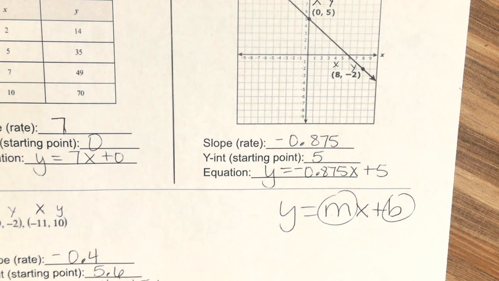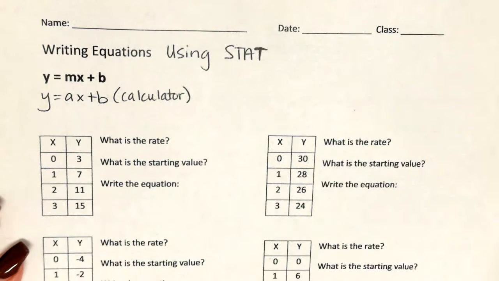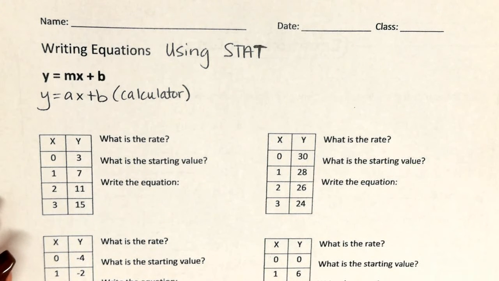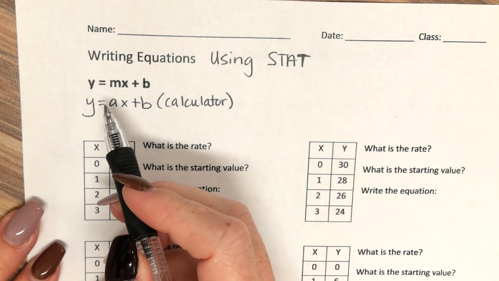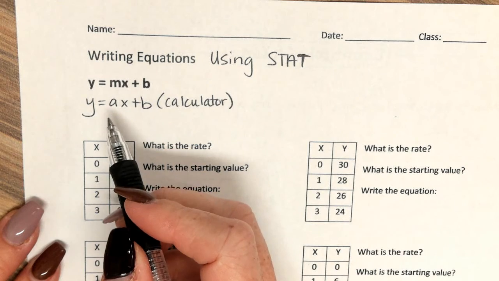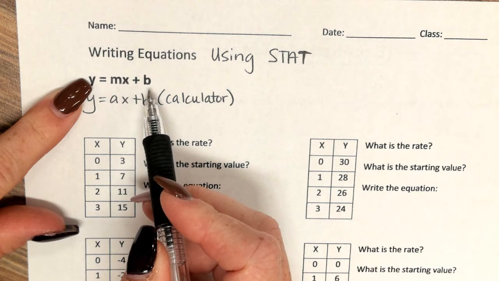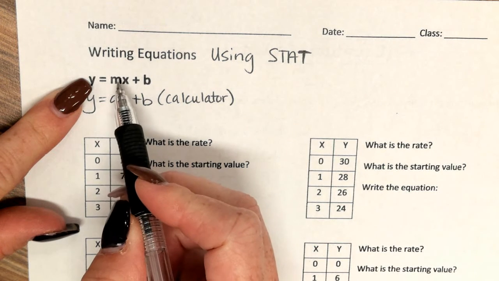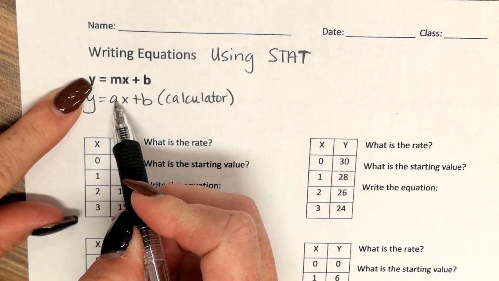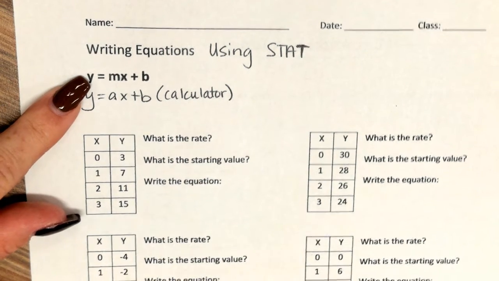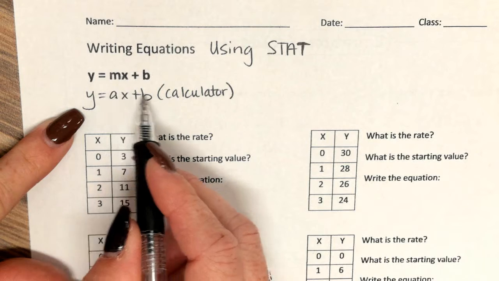What do y'all think? Is it easier than using the slope formula? If you're confused, I'm here to help you. I'm going to pass out the assignment. Everybody look at the assignment. I wrote at the top, y equals mx plus b. But the calculator isn't going to give you the m. It's going to say a. Is it the same thing? So I even wrote the calculator is going to say ax plus b.